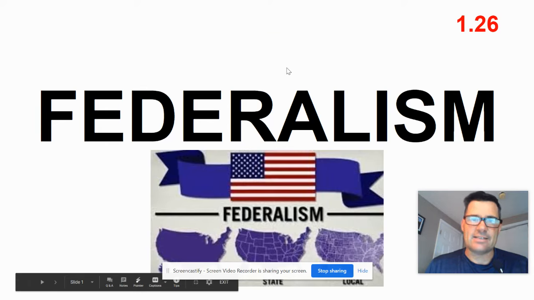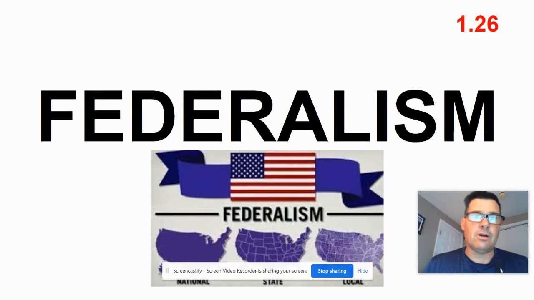Federalism, that's next. This is a really fundamental concept in AP government that you need to understand well and be able to apply. So we're looking at federalism. Unit 1, Card 26. This is actually our second part of Unit 1.